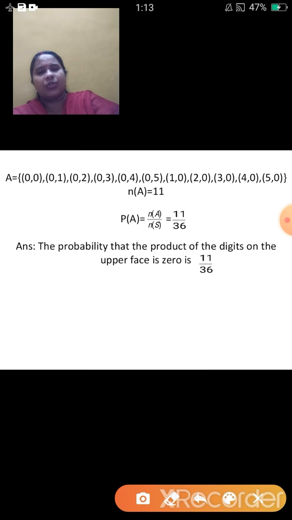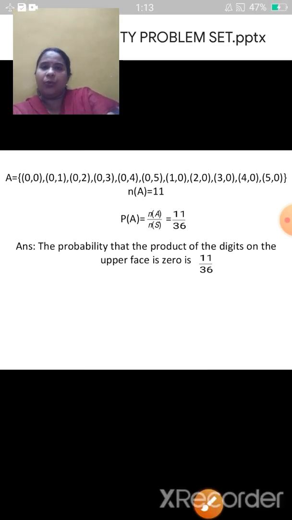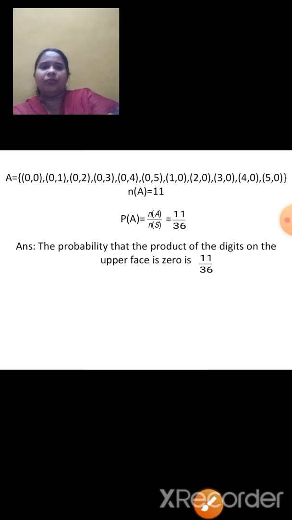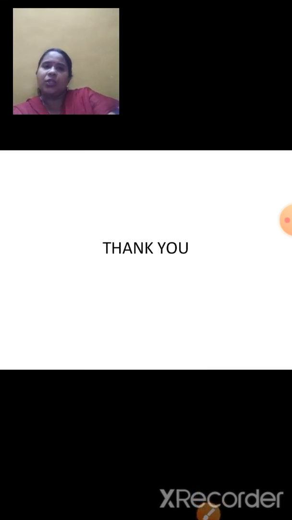I hope you understood this. Now with this we come to the end of this chapter. Along with all the sums, I have even finished the problem set sums. Okay, so I want you to write all the sums and practice them at home, and I hope you have understood this chapter. We'll continue in the next session with the next chapter. Thank you.